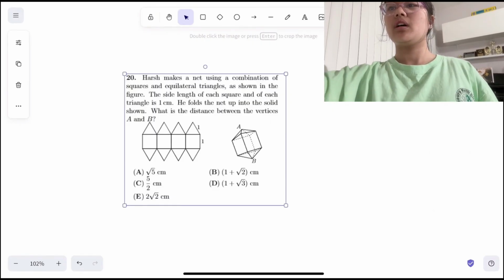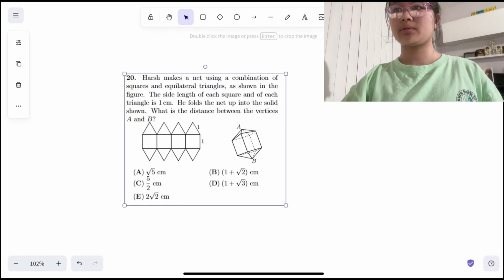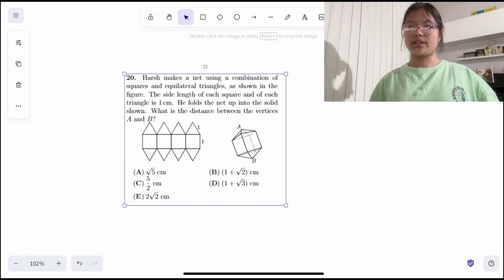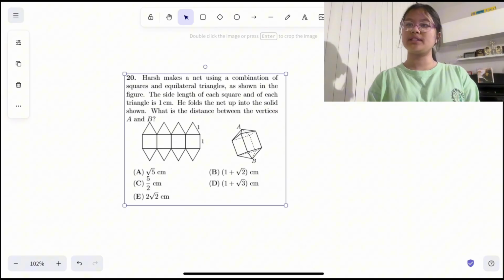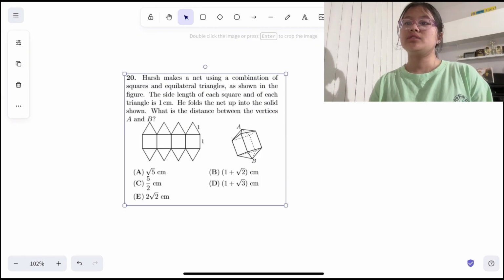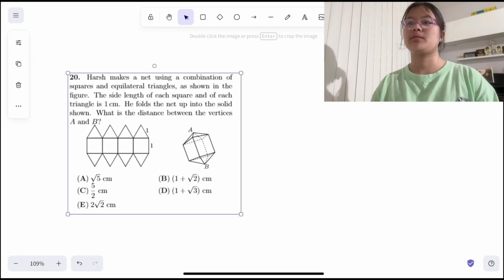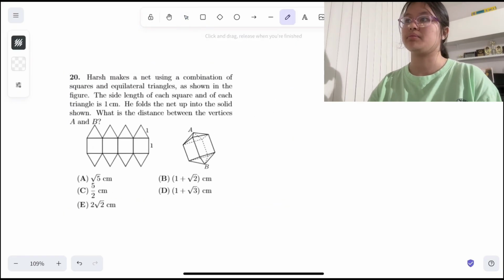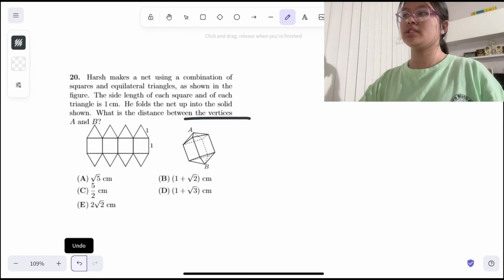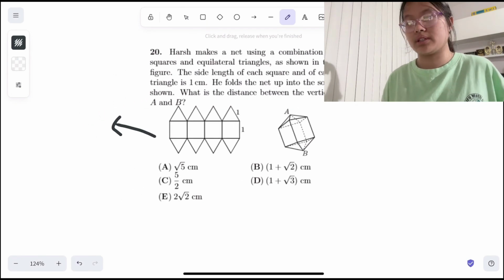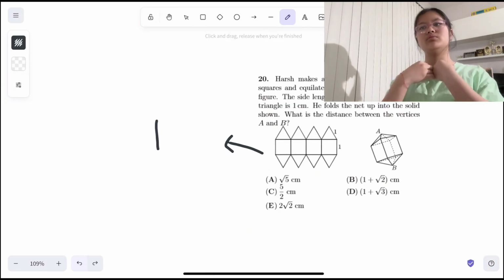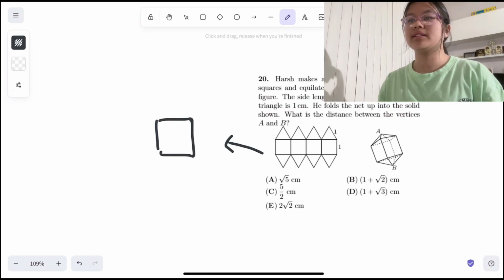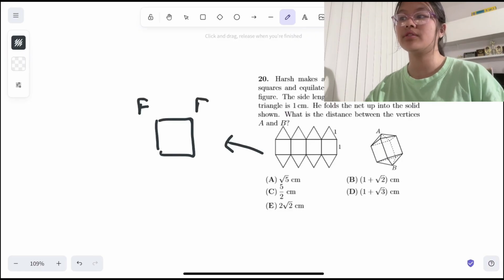Alright, 20. Harsh makes a net using a combination of squares and equilateral triangles shown in the figure. The side length of each square and each triangle is 1 centimeter. He folds the net into the solid shown. What is the distance between the vertices A and B? So the vertices join to form a square C, D, E, and F, which is 1 centimeter long. Oh my gosh, okay. So that's basically this representation. F, E, C, D there.